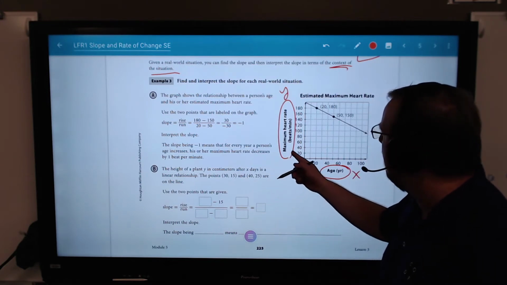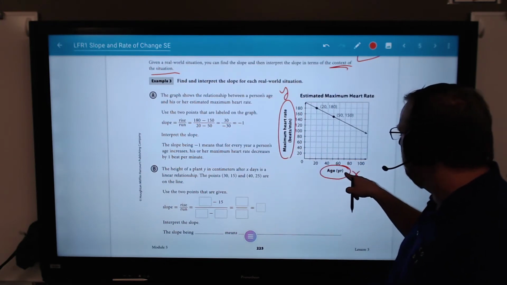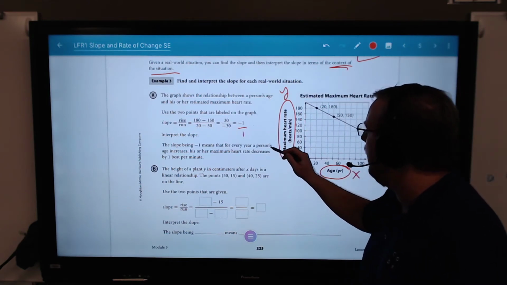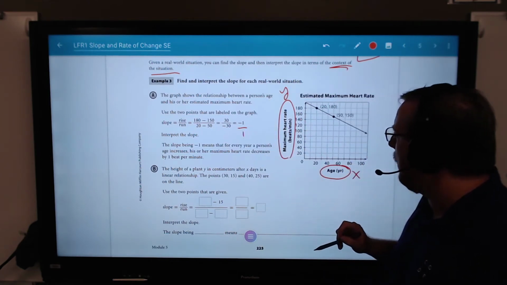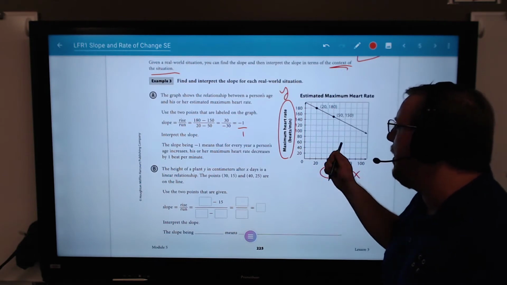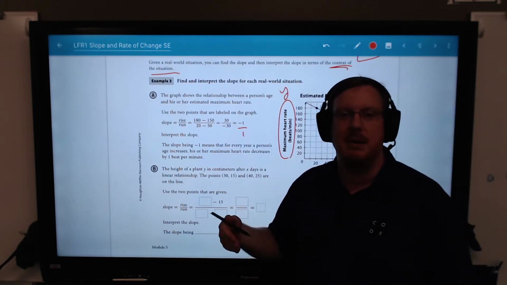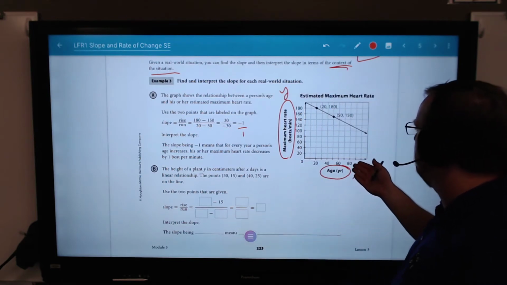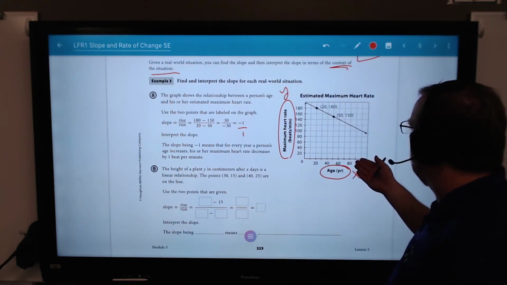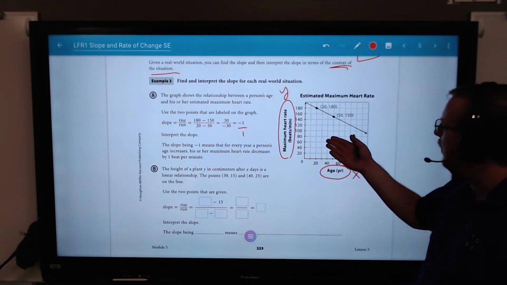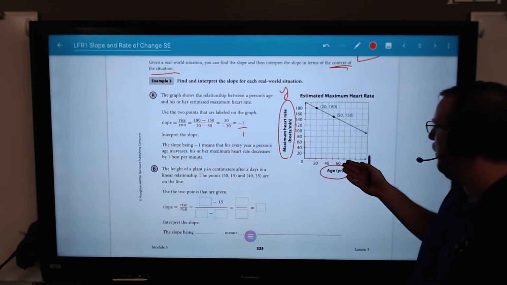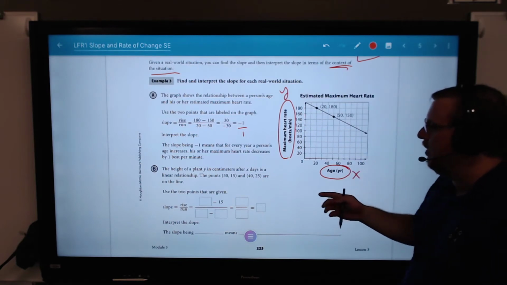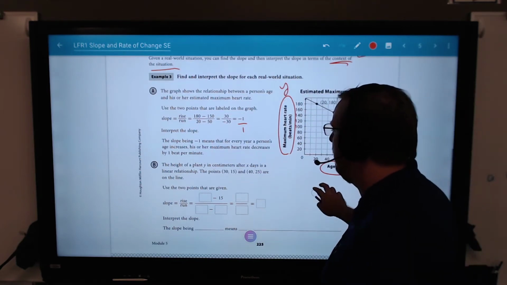In other words, every year, if this is like negative 1 over 1, every year my maximum heart rate decreases by 1 beat per minute. That's one way to interpret this. We got maximum heart rate in beats per minute per year. We take the units here and the units here and combine them. That's what we got. Let's take a look at this second one here.